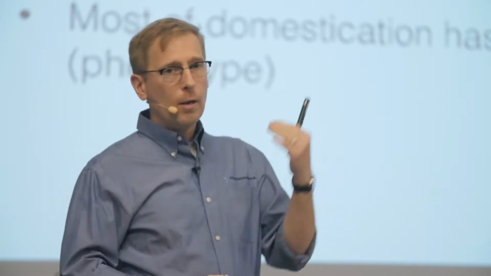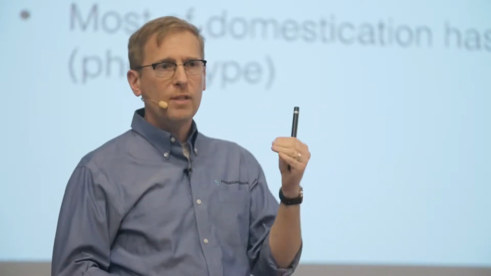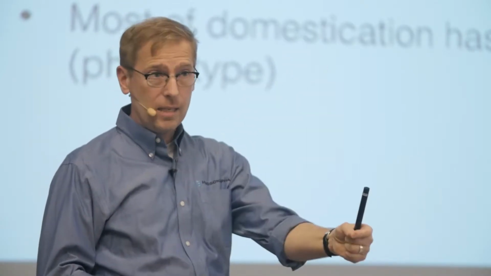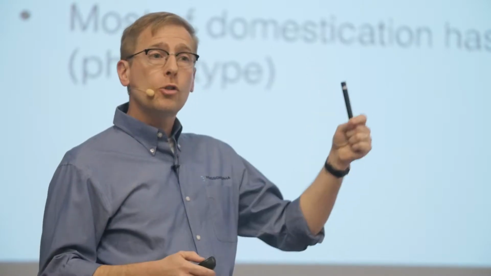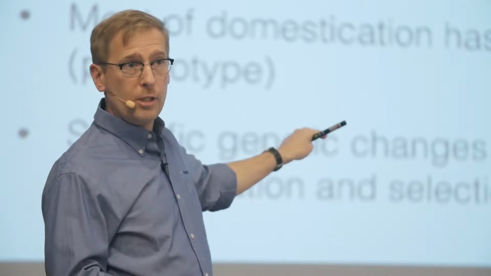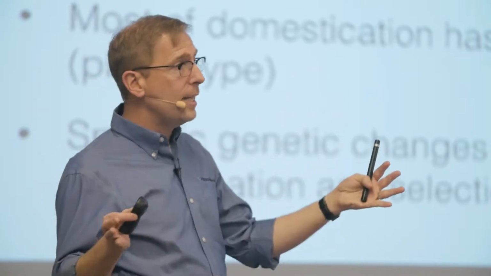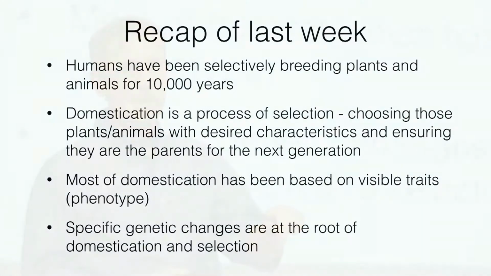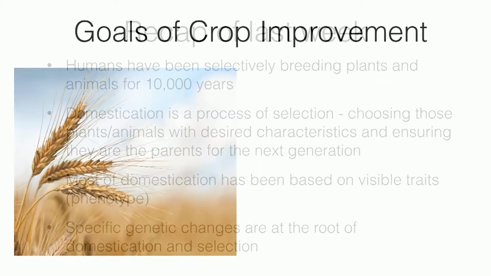Most of domestication, and I'll come back to this a couple times today, is based on our phenotype. The traits that we can see, even though those traits are controlled at our DNA level, the specific genetic changes. But until the last 10 years, we didn't have the tools and the technology to be able to say, this change in the DNA is responsible for this physical trait. A taller plant, a plant that blooms earlier, a plant that produces more grain. So that's the background of what we've talked about.